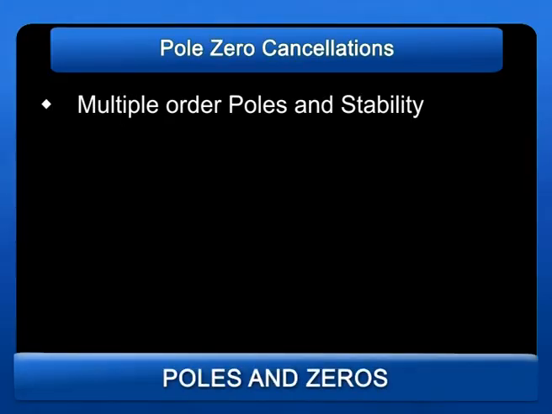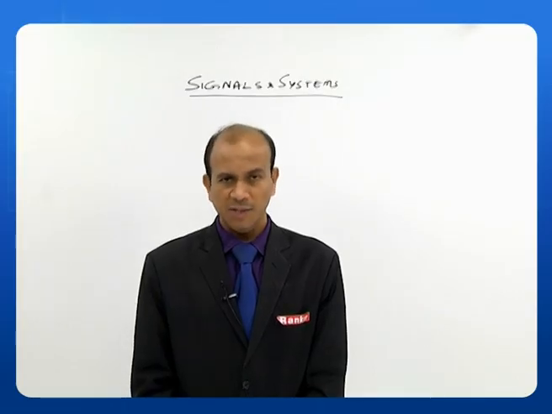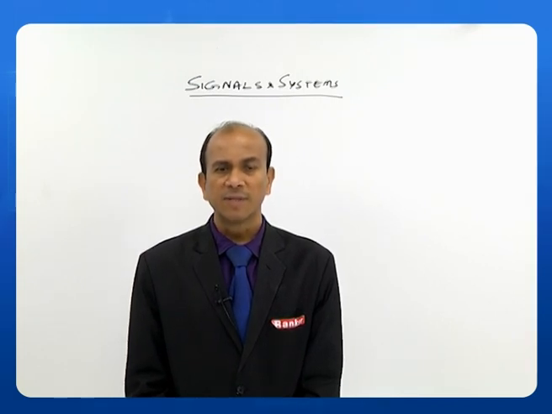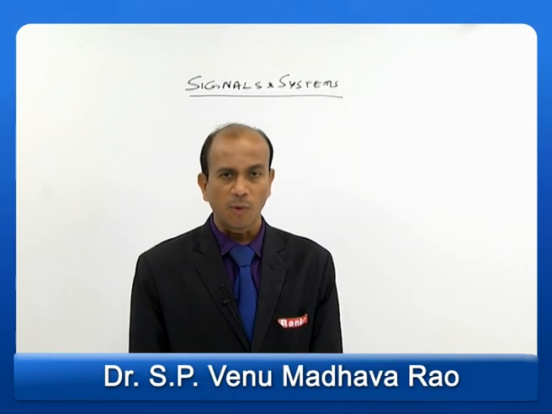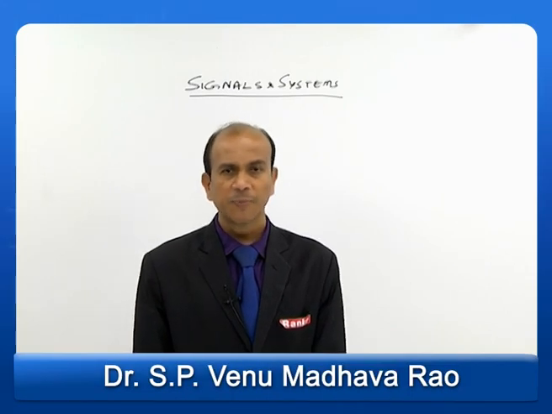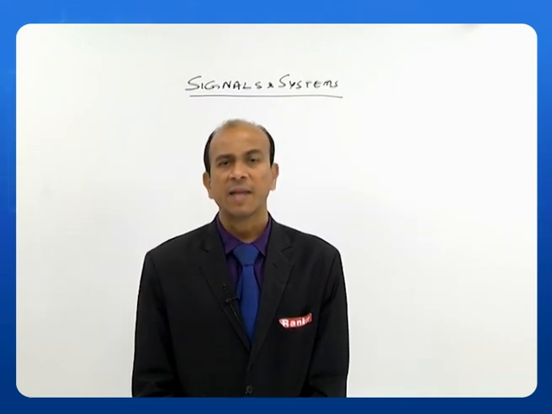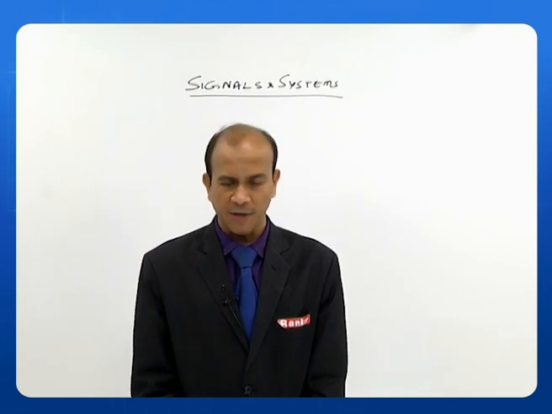Let us look at multiple order poles and stability. How do we define it? A necessary and sufficient condition for a causal LTI system to be BIBO stable is that all the poles lie inside the unit circle. I have been telling this persistently throughout: all the poles must lie inside the unit circle for a system to be LTI and also BIBO. That means a causal LTI system is BIBO stable only if all the poles are lying inside the unit circle. That is a necessary and sufficient condition.